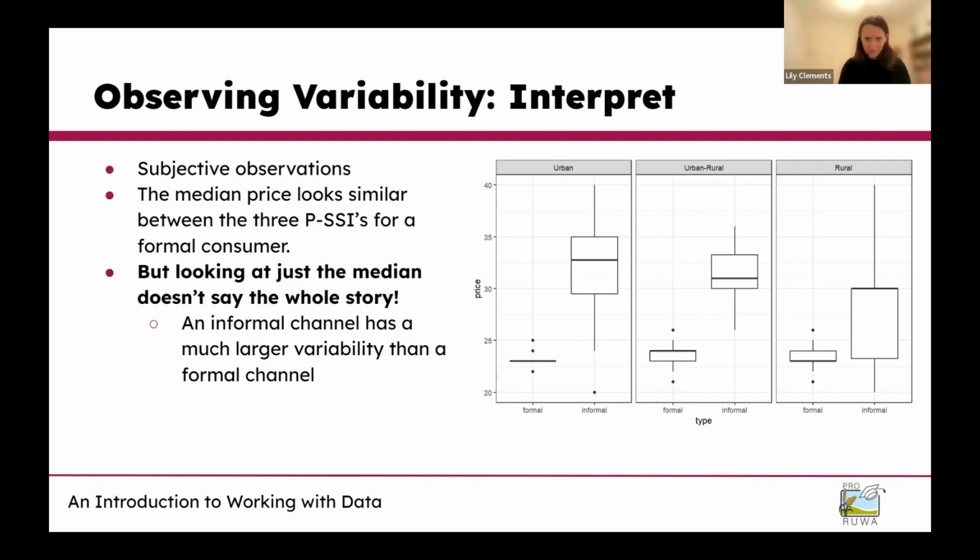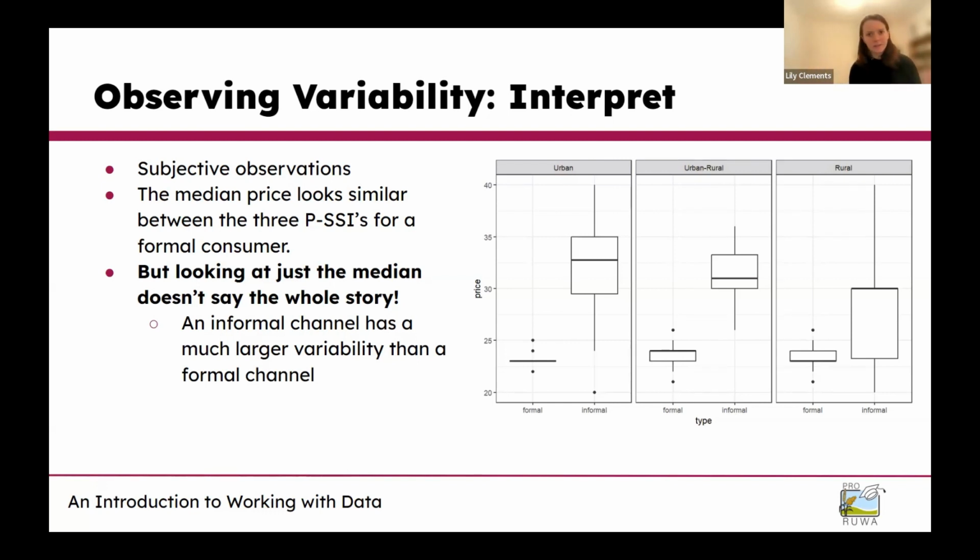But let's have a look at the median. That's this big black line in the middle of our plots. If we look at the median price per litre of milk in Indian rupees for our informal channels, it tends to be highest at urban and lowest at rural. So here we're observing that the median tends to decrease as we move from an urban region to a rural region. We can see that the median price is very similar, however, when we're looking at formal between these three regions.